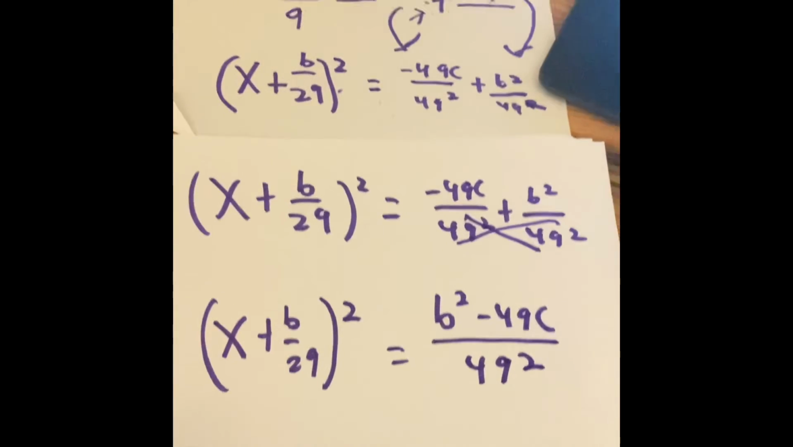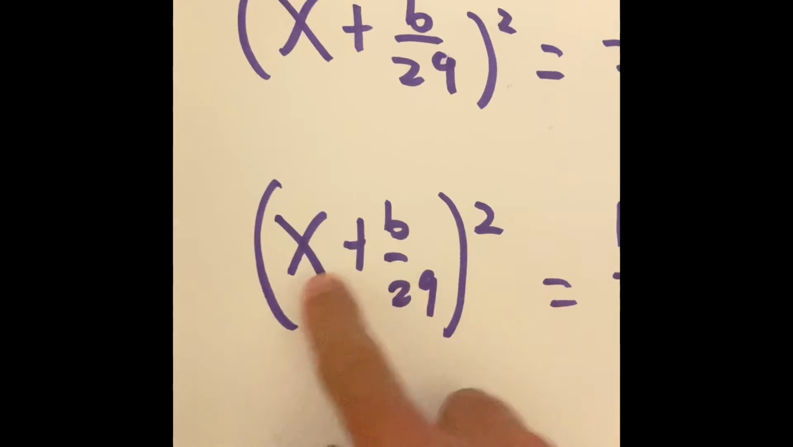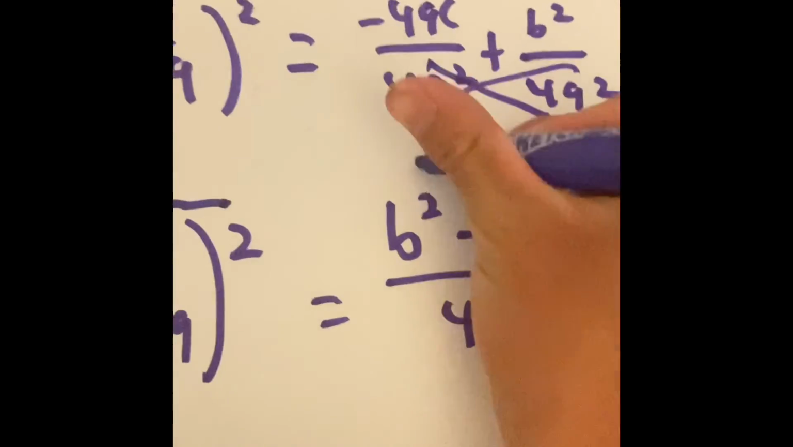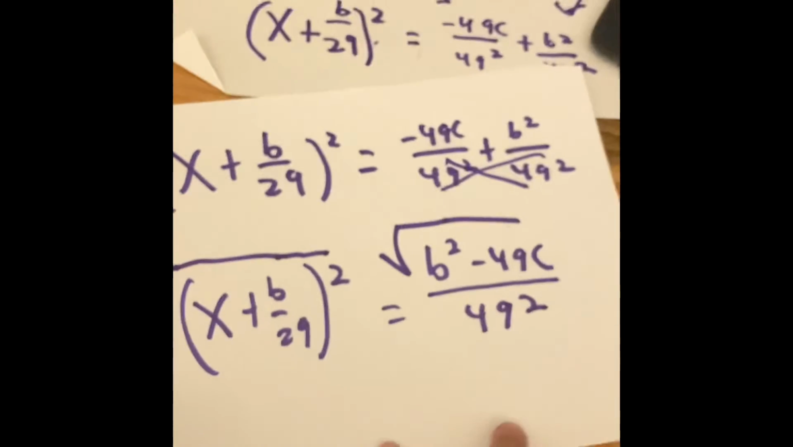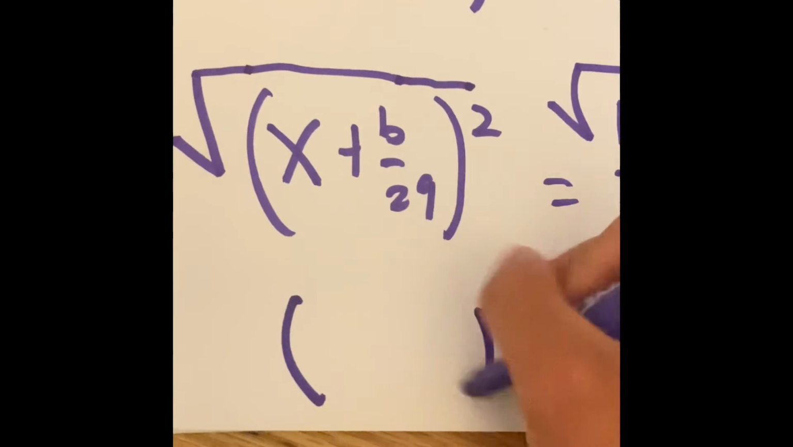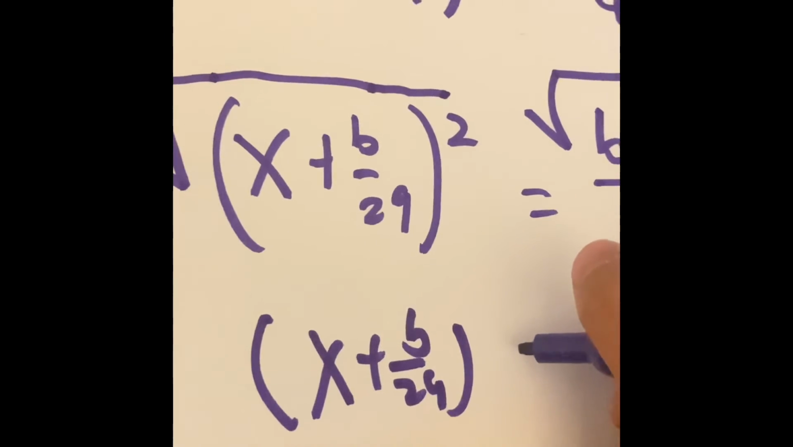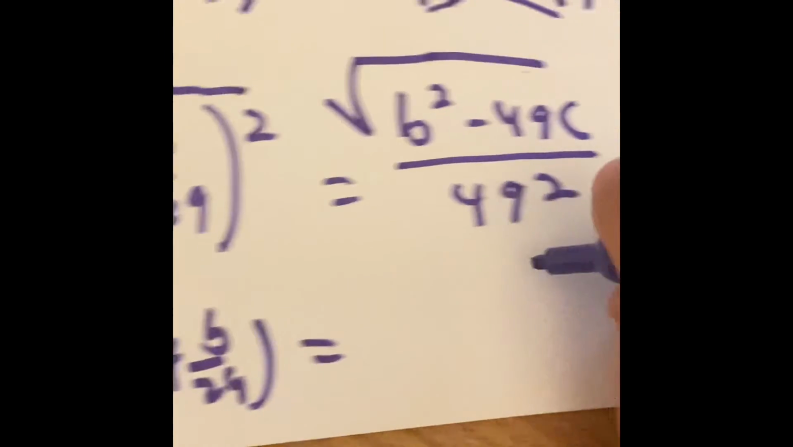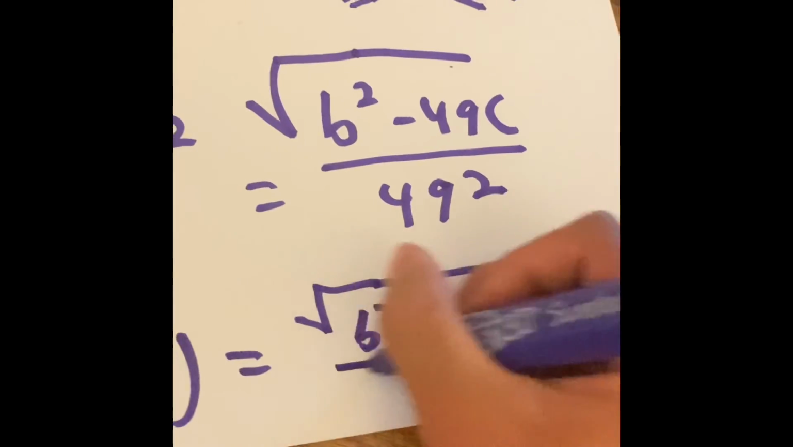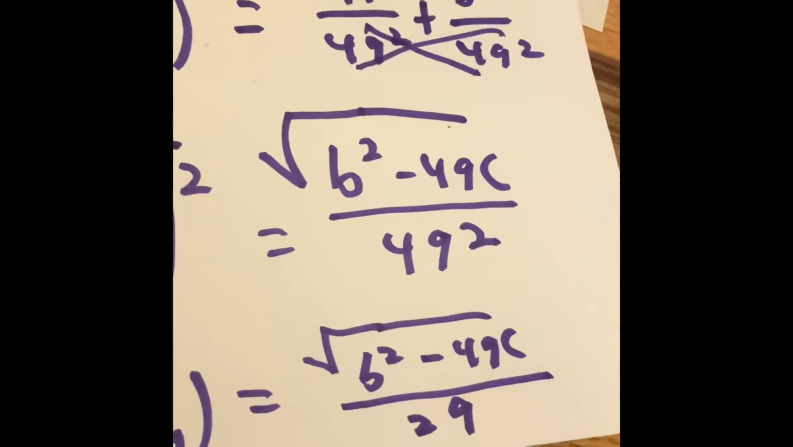When you complete the square, to get rid of the square of the binomial, you have to square root both sides. So square rooting this, we now have parentheses, x plus b over 2a, without the square, since we only have one binomial, is going to equal the square root of b squared minus 4ac, divide that by 2a, because 2a times 2a is 4a squared.